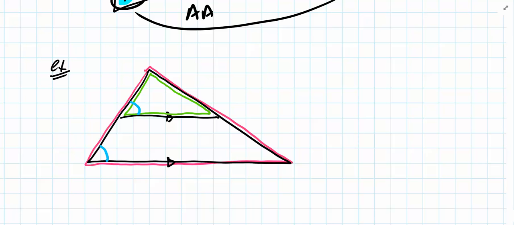So I have this angle here for the green one, and this angle here for the bigger one. Now, is there an angle that they share? Yeah, the top one, right? So this angle here, both triangles have that one. Both the green and the red have that angle. So therefore, these are similar triangles by angle similarity.